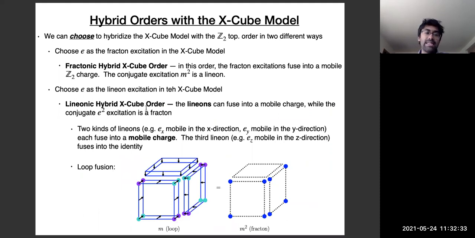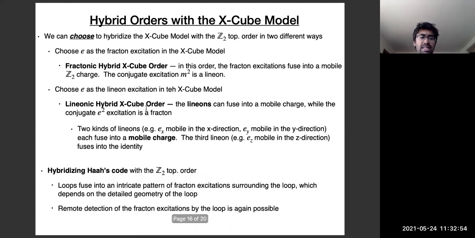To complete this setup, we can also have what I'll call the linonic hybrid X cube order, where we can choose the particle which I labeled as E in the hybrid X cube order to be the linon of the X cube model. And in that case, fusing two of the linons together gives me some topological excitation, which is similar to the mobile charge in the Z2 topological phase. And we can also hybridize Haah's code with the 3D Z2 topological order. And in this case, the loop excitations of the resulting hybrid order fuse into a very intricate pattern of Fracton excitations which surround the loop. And this depends on the detailed geometry of the loop.